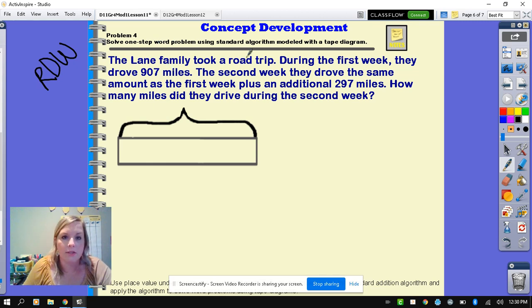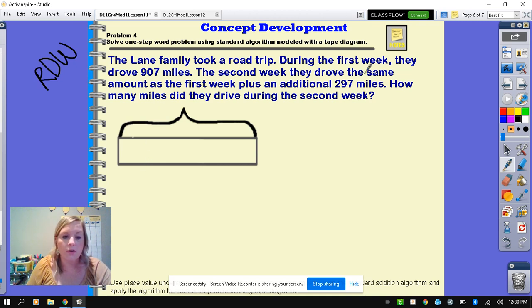The Lane family took a road trip. During the first week, they drove 907 miles. The second week, they drove the same amount as the first week, plus an additional 297 miles. How many miles did they drive during the second week?